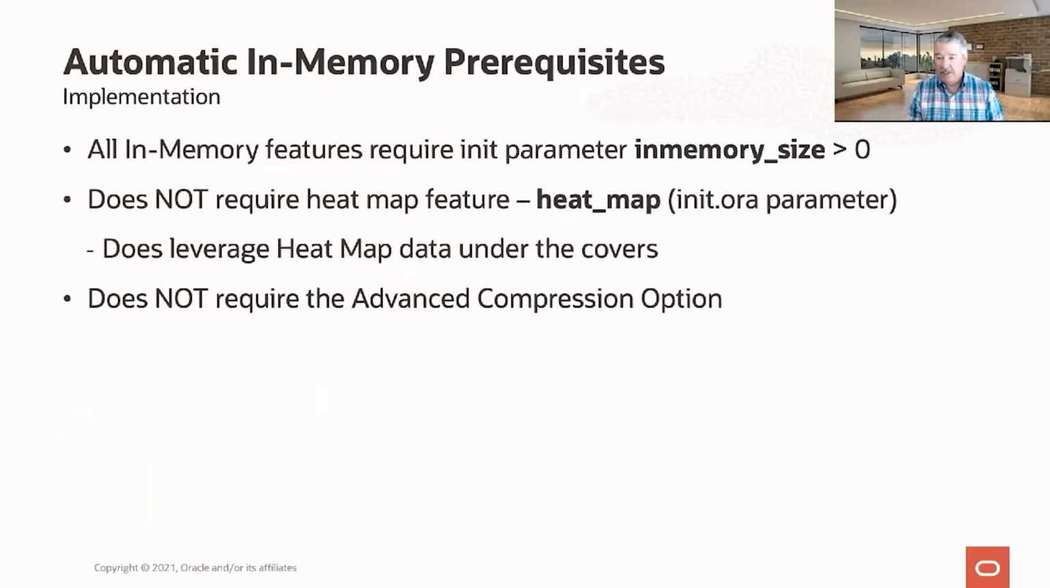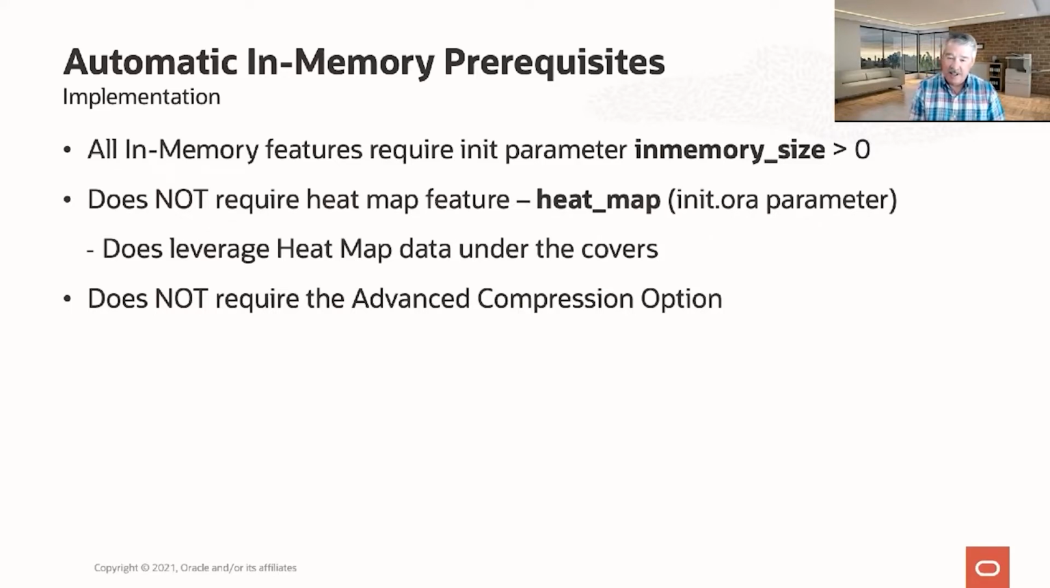You don't have to enable heat map, but you could. If you have database in-memory, you can use heat map, and heat map can be of value even outside of AIM or ADO if you're trying to figure out what objects are popular, what objects are getting full table scanned. So heat map is available, but automatic in-memory doesn't require that you enable it. So we're not going to use heat map. We're just going to worry about the in-memory automatic level parameter, which I'll talk about in the next slide, sorry.